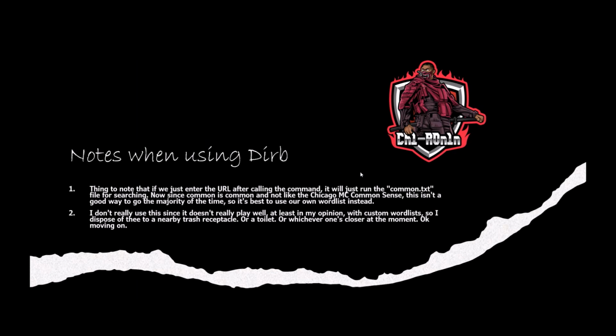Okay, now, some notes when using Dirb. If we just run it as normal, it'll simply run the common.txt file for searching. Now, since common is common and not like the Chicago rapper Common, this isn't a good thing to use the majority of the time, so it's best to use our own custom word list. And obviously, as we saw from the other example, it doesn't really play well with custom word lists, so I dispose of thee into a nearby trash receptacle or toilet, whichever one's closer.